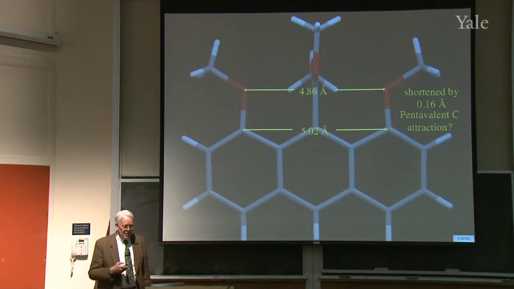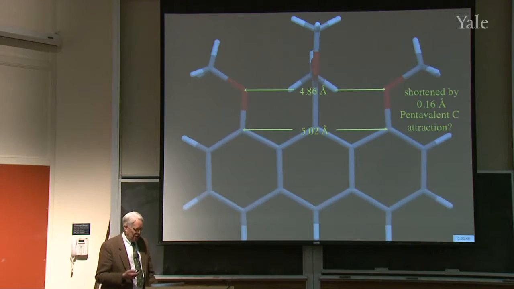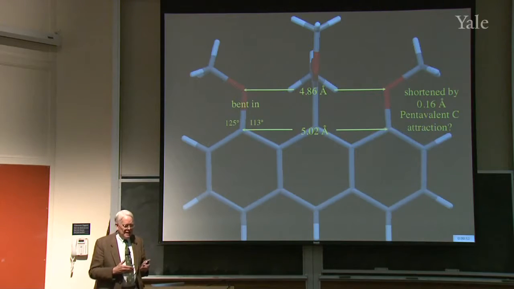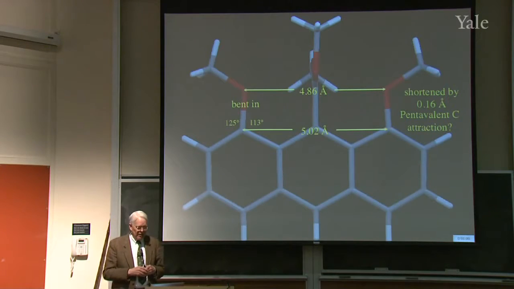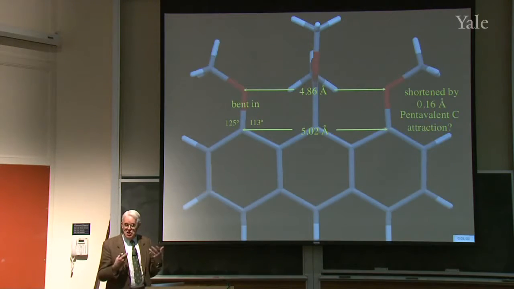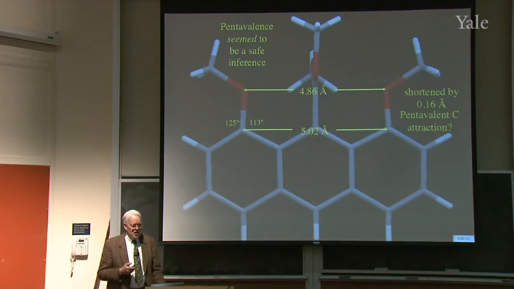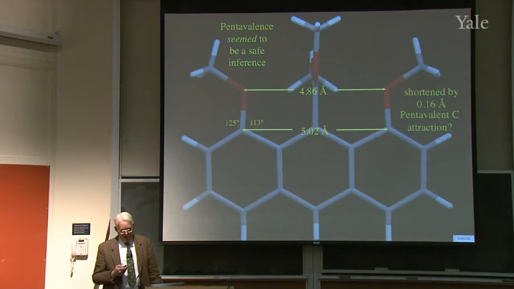So that looks like there's a pentavalent carbon that's actually attracting those adjacent oxygens. So this was published in a distinguished journal, the Journal of the American Chemical Society. And notice that it's not only that distance, but you can see also that the angles are distorted. Instead of those being 120-degree angles out on the left there, one of them's larger and one of them is 7 degrees smaller. It's bent in as if it's being sucked by the central carbon so that there's a bond there. So pentavalence seemed to be a safe inference, and that was the subject of this paper.